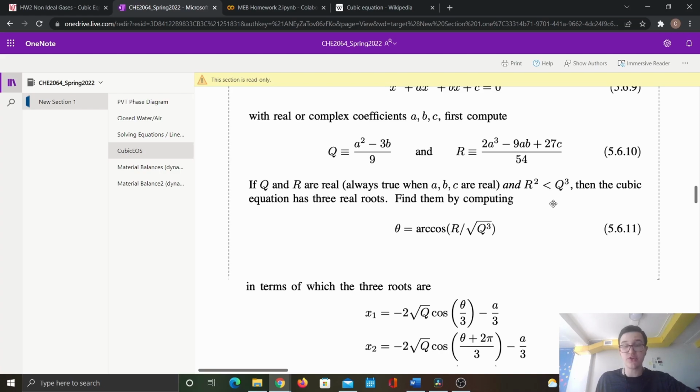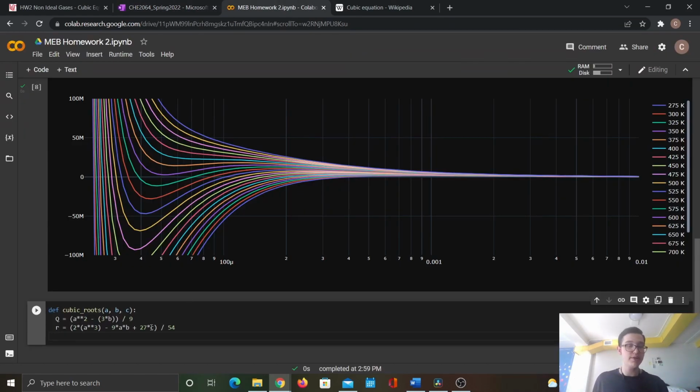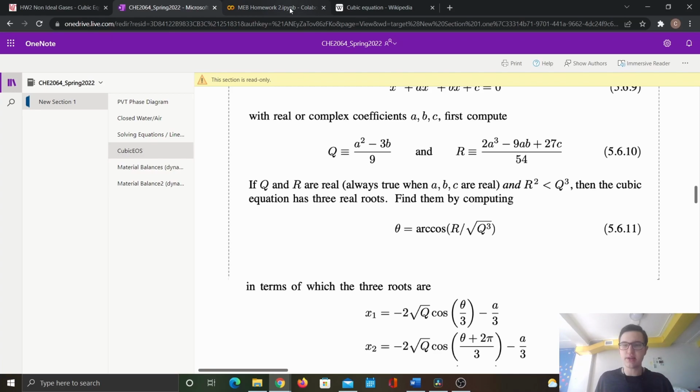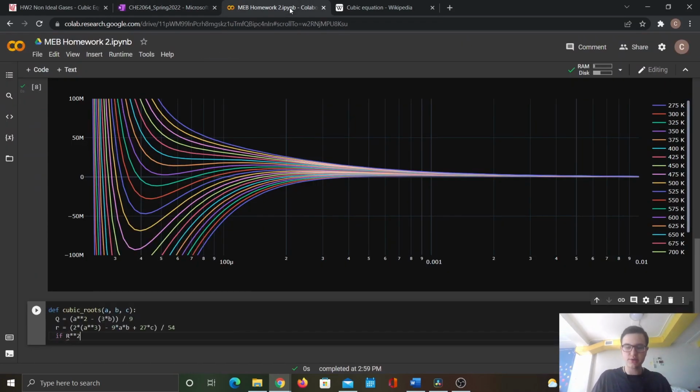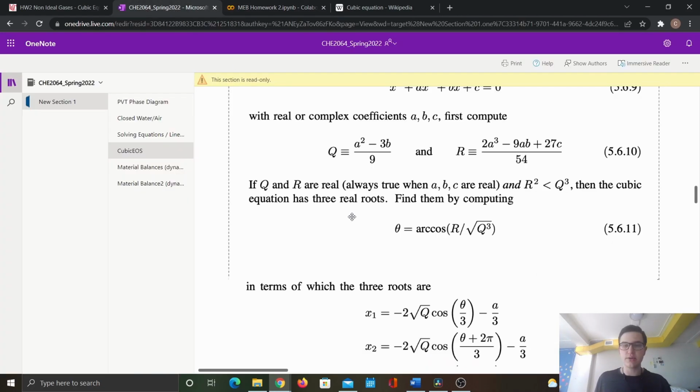So we now have our Q and R values, and the rest of this is dependent on the relationship between R and Q. So we're going to be doing an if-else. If R squared is less than Q cubed, then theta, we have a value for theta, is the arc cosine.